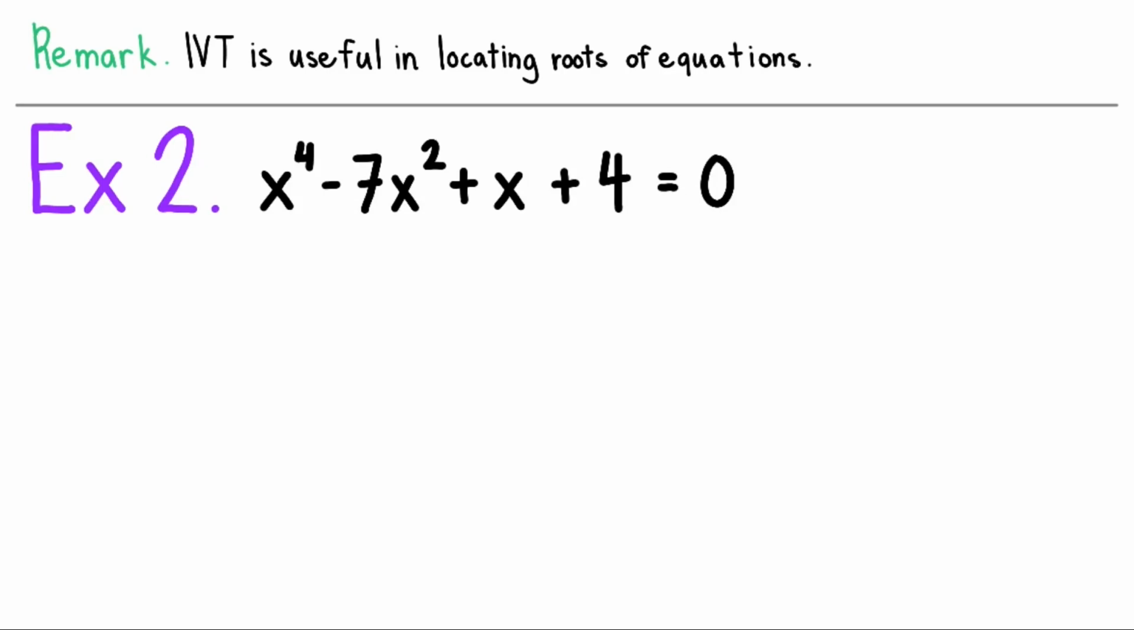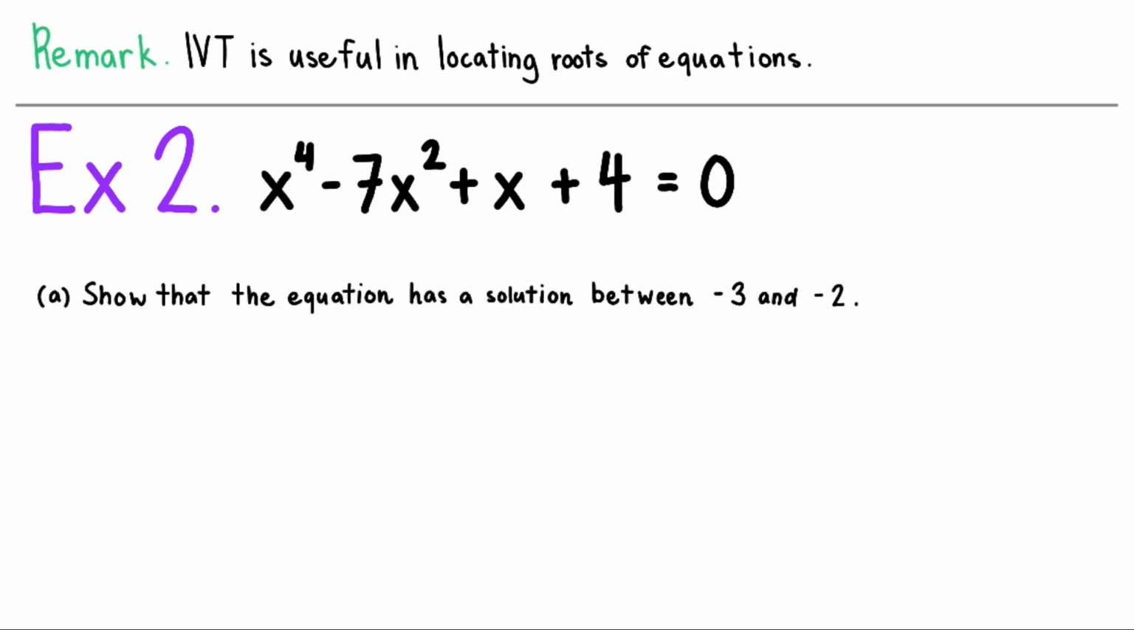So we have x raised to 4 minus 7x squared plus x plus 4 equals 0. Our goal here is to show that the equation has a solution between negative 3 and negative 2. So before we solve this, you may try to solve this one first on your own. So as a hint, you will apply IVT on this interval. Okay, good. So let's start.